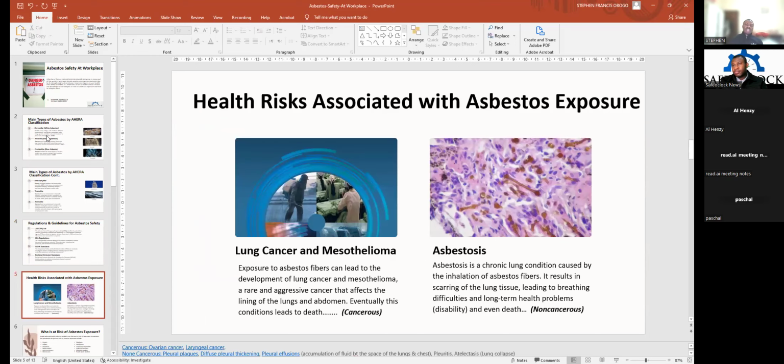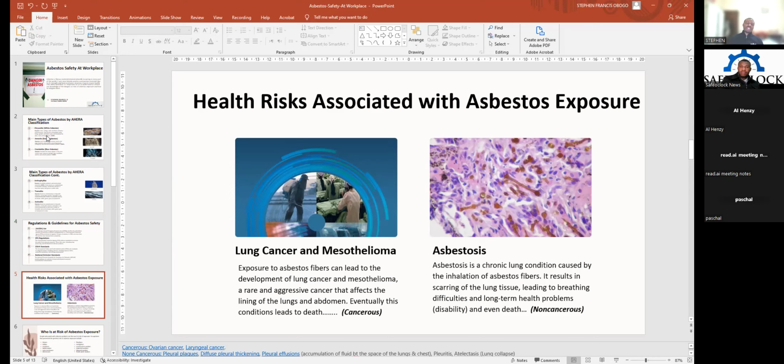Now, looking at the health risks, the health implication of asbestos, because that should be our focus for what we are going to take home today. More often we talk more about safety. There is less emphasis on the health aspect of health and safety. Most times we just focus on safety. So sometimes it's just good for us to remind ourselves about the health aspect.